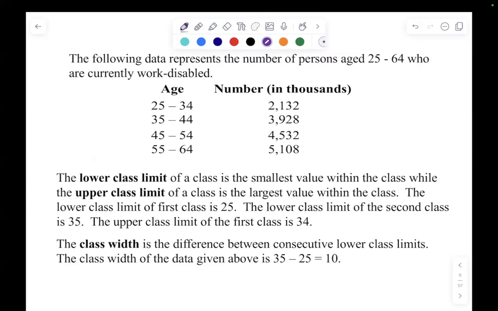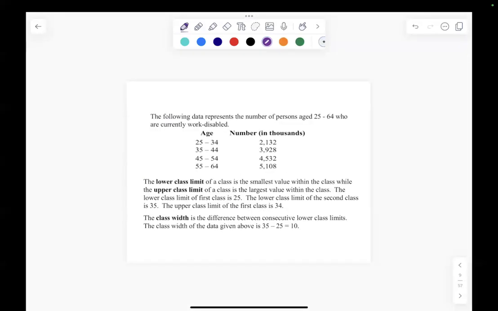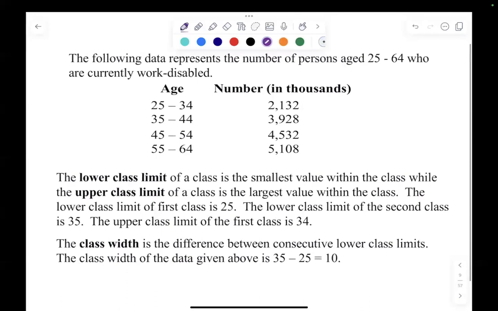So what I did is I split them into groups of 10 each. When I break it down, each one has to be the same size in order for it to make sense and to display our data well. So 25 to 34 is 10, 35 to 44 is 10, and on and on. They each have to be the same size.